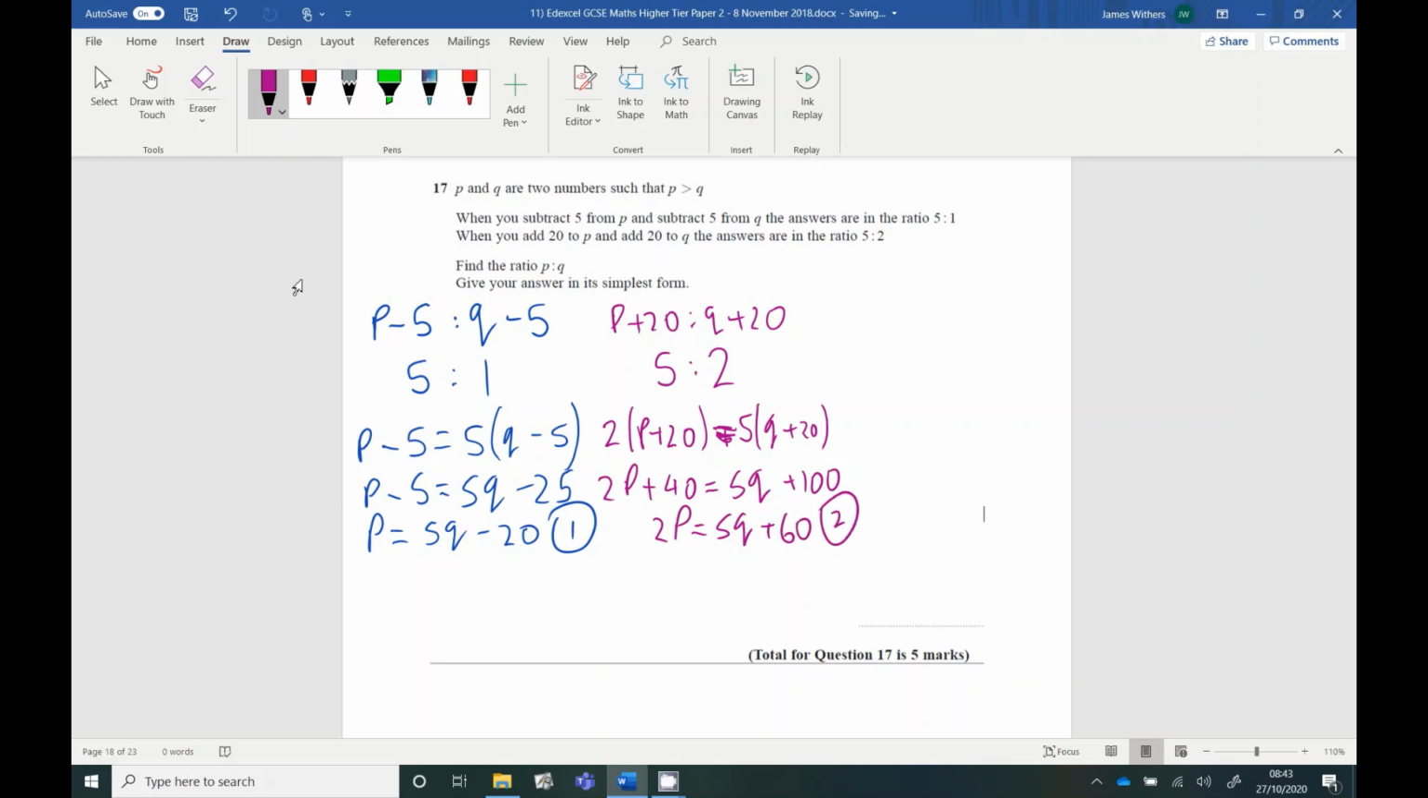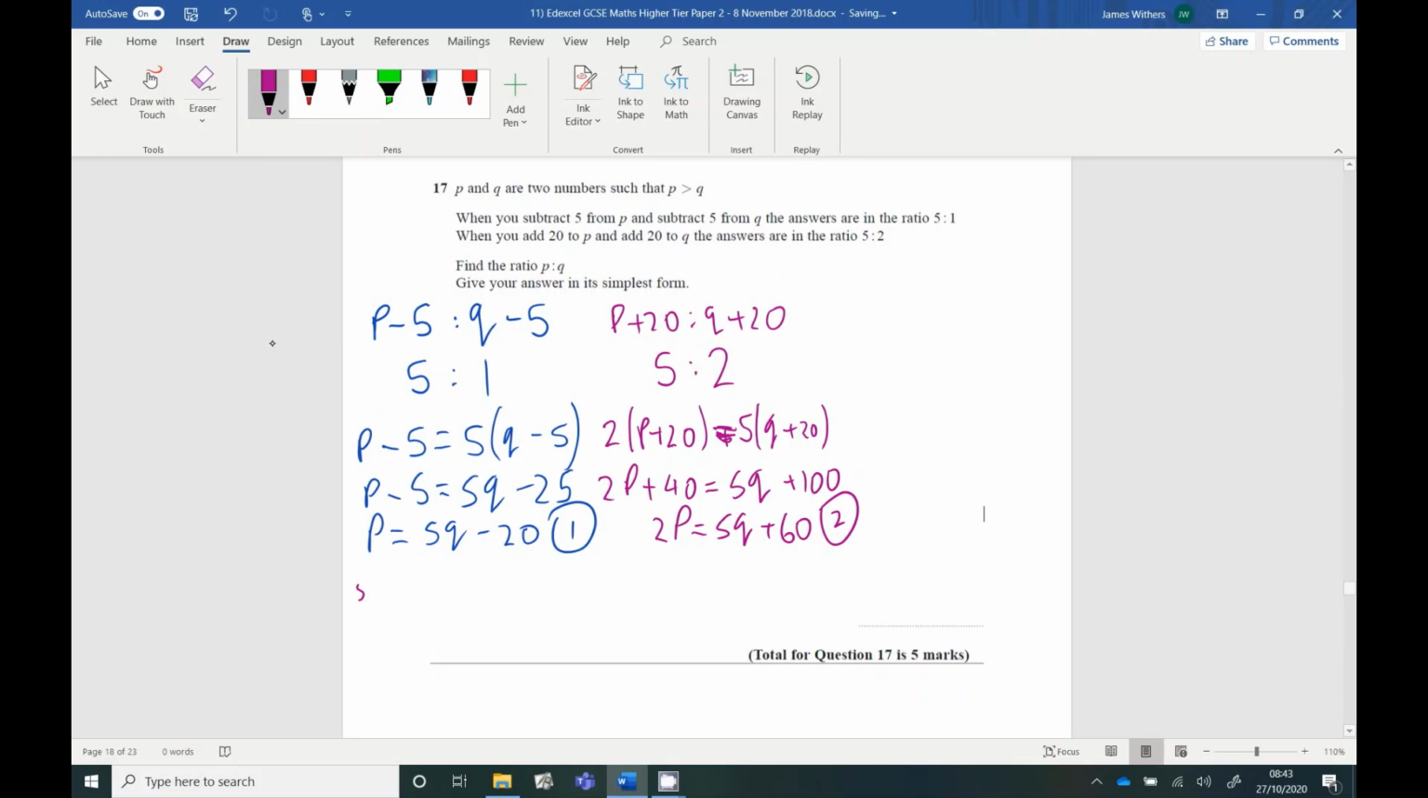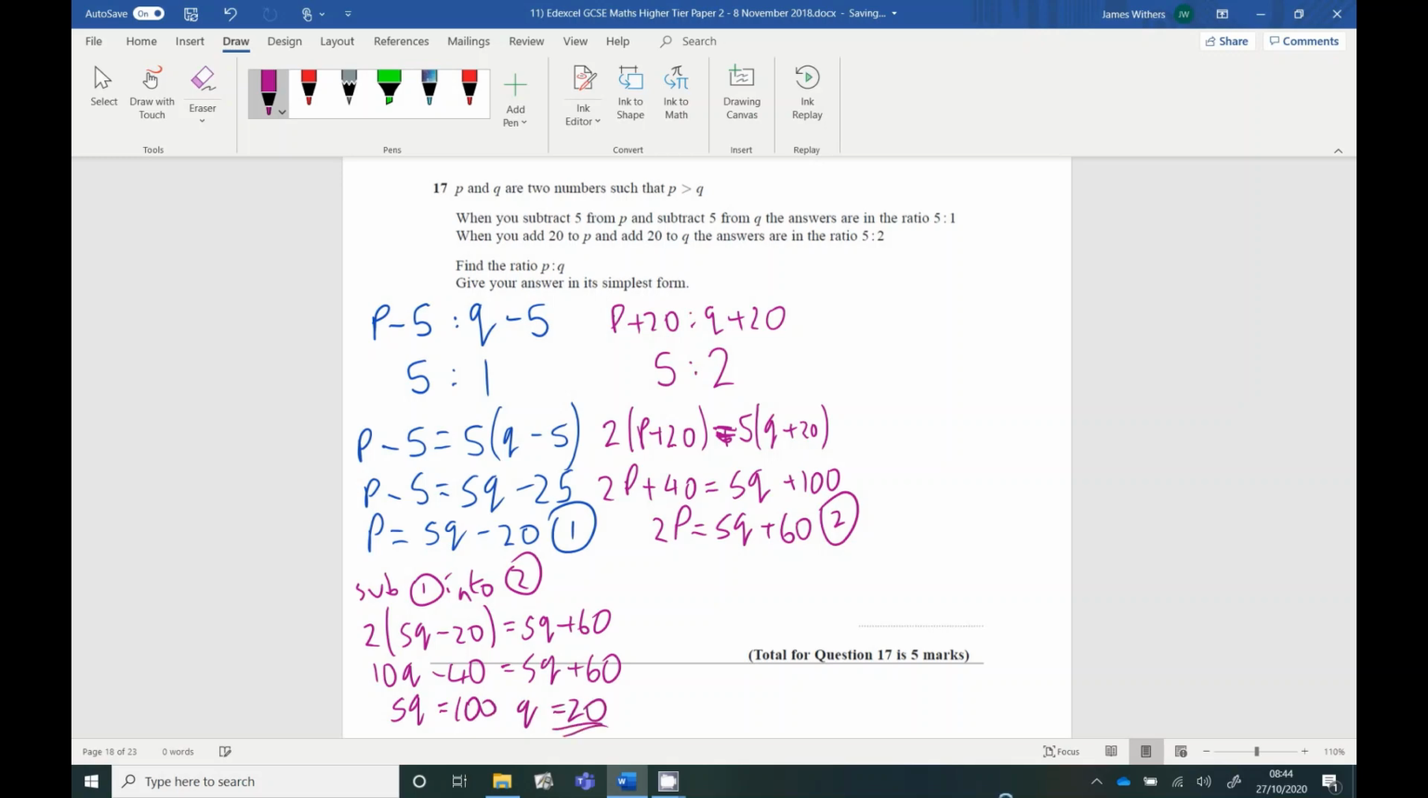So if I go and substitute equation 1 into equation 2, okay, so 2 lots of P, so 2 lots of 5Q minus 20 equals 5Q plus 60. Multiply out the left hand side, 10Q minus 40 equals 5Q plus 60. So add 40 to both sides and take away 5Q from both sides. We get 5Q equaling 100. So Q equals 20.